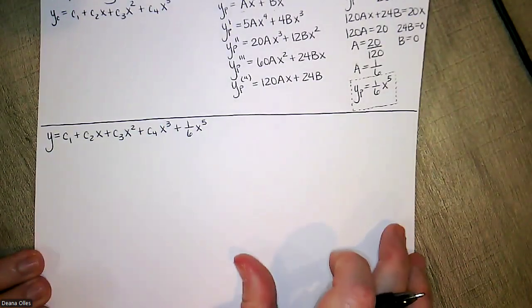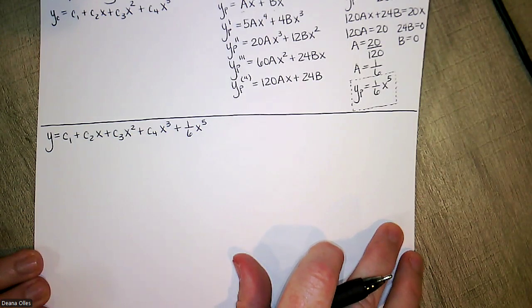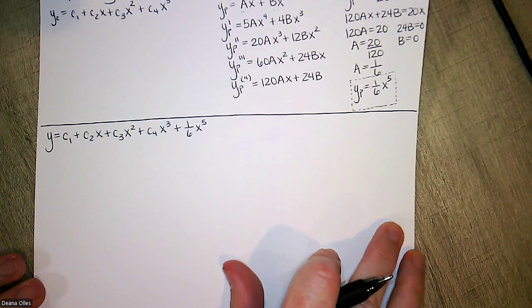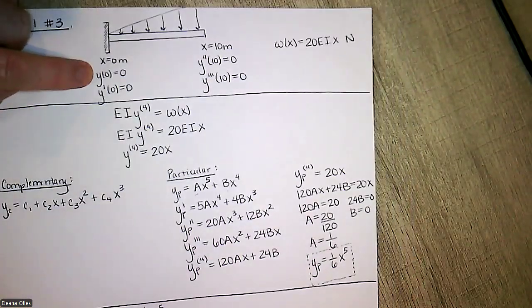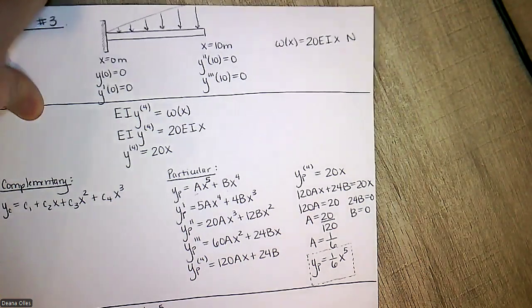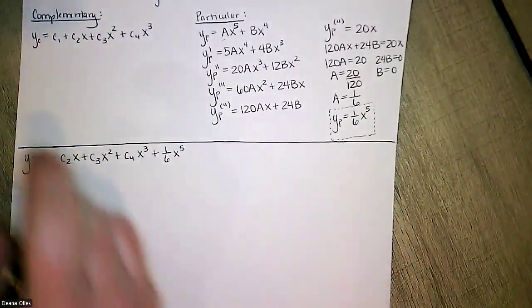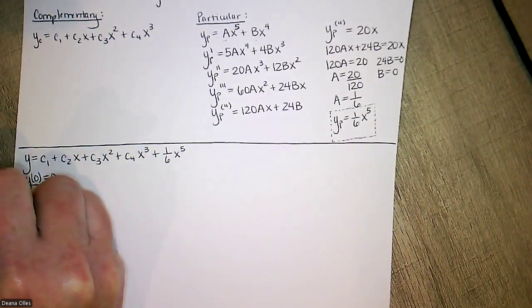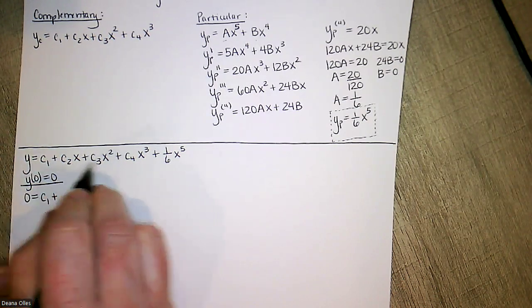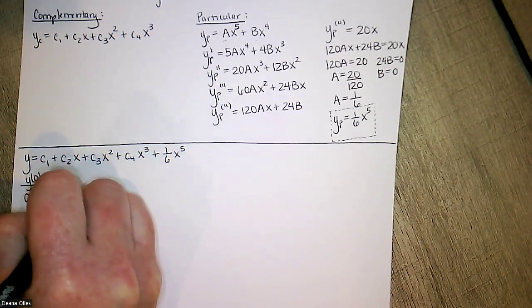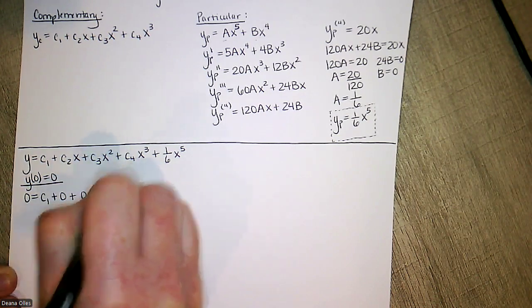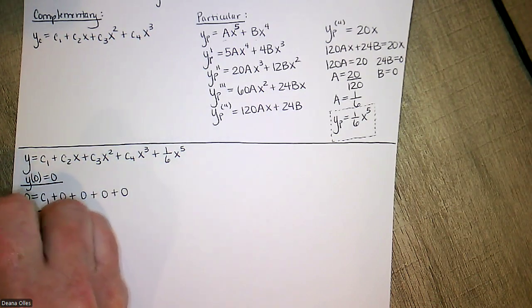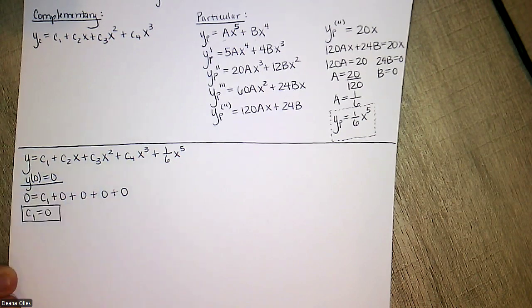All right, let's remind ourselves of what our conditions are to help us, because we need to find C1, C2, C3, and C4. Let's go back up. So I can start with this guy, y of 0 equals 0. So 0 equals C1 plus. Now every term will be 0 after that, which means C1 is 0. So I'm just going to come on up here and say 0.